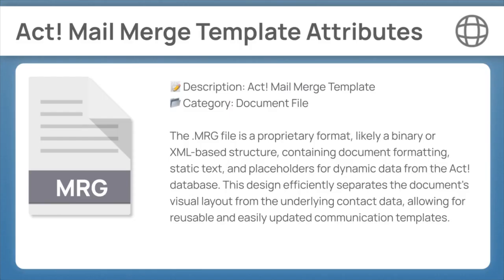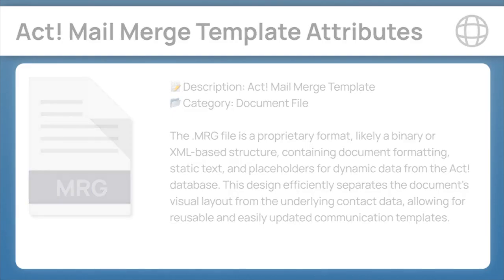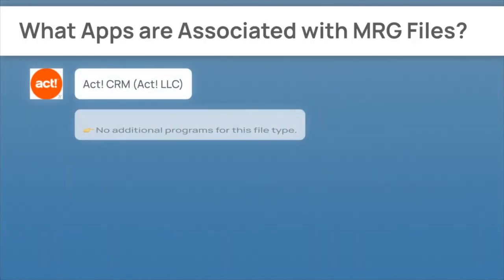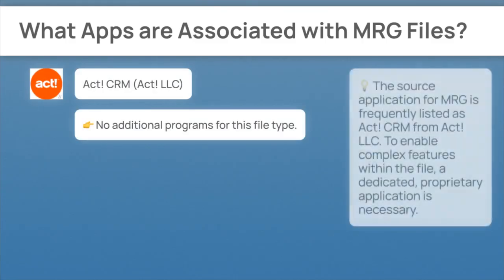This design efficiently separates the document's visual layout from the underlying contact data, allowing for reusable and easily updated communication templates. The reliable first choice for the MRG file type is Act CRM, developed by Act LLC. To enable complex features within the file, a dedicated proprietary application is necessary. Windows can render a preview, but full functionality, like styling or layout, requires a document editor.